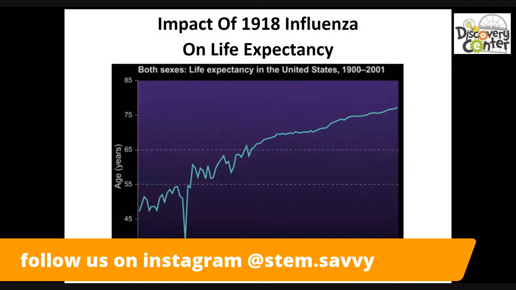When you look at the impact of this pandemic on life expectancy, this chart shows the change in life expectancy over the 100 years from 1900 to 2000. You can see our life expectancy moved from about 47 years of age up to about 75 by the end of this century. And you can see this significant dip of about 10 years in average life expectancy that was associated directly with the 1918 pandemic.